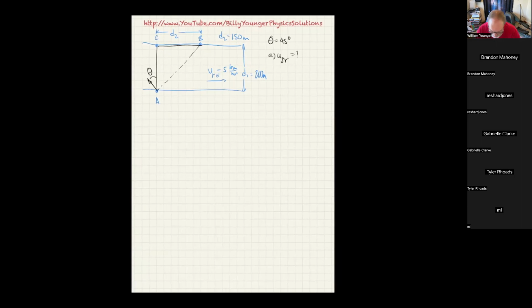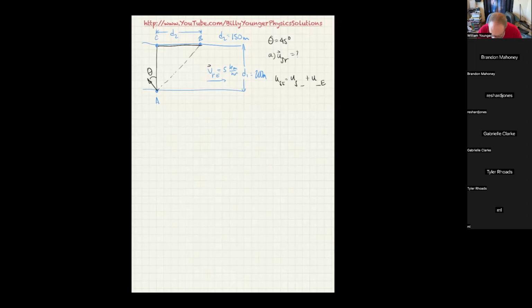All right. As I said here, this one is the velocity of the river as seen by the earth, and the velocity of the swimmer as seen by the earth is equal to the velocity of the swimmer as seen by something plus the velocity of that same something as seen by earth.